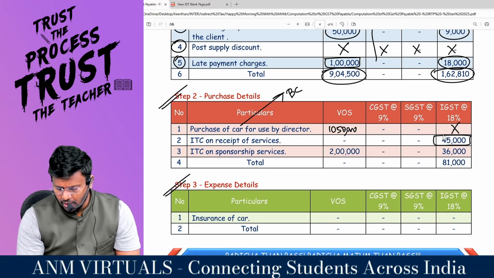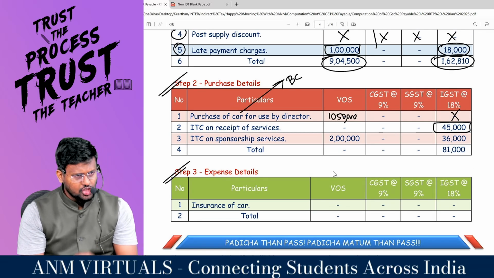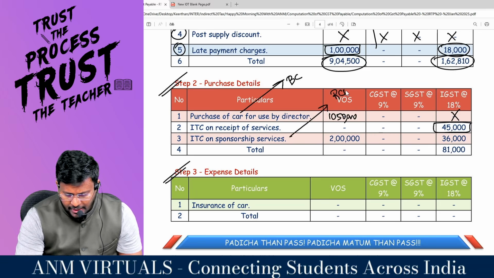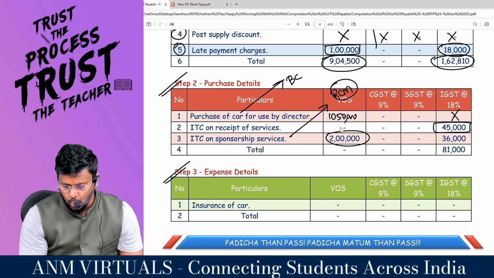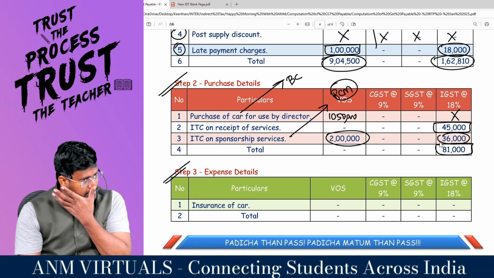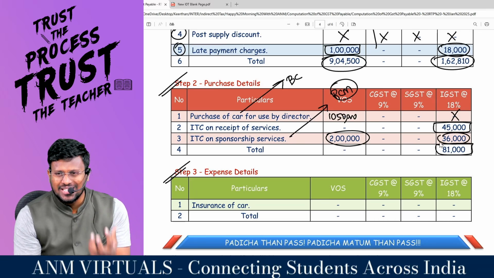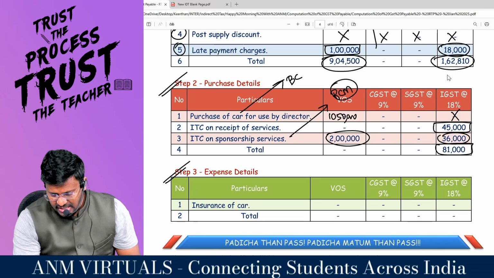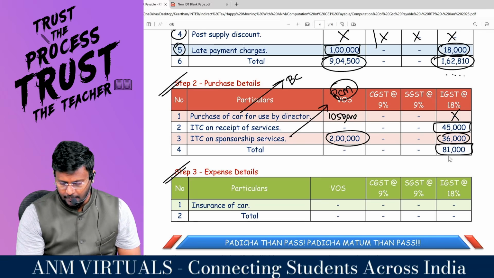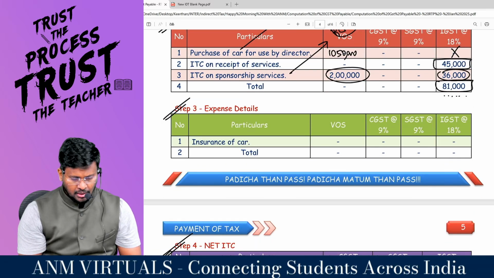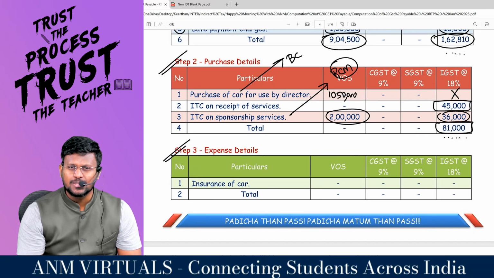That is 45,000. ITC on sponsorship services, you would have paid this on what basis? RCM basis. So 2 lakh into 18% comes to 36,000. So on purchases, total 81,000 ITC you have paid. Eligible ITC. So this much ITC you have collected, 1,62,810. 81,000 ITC you have paid. Shall I proceed, sir? Sir, the next one, expenses details.